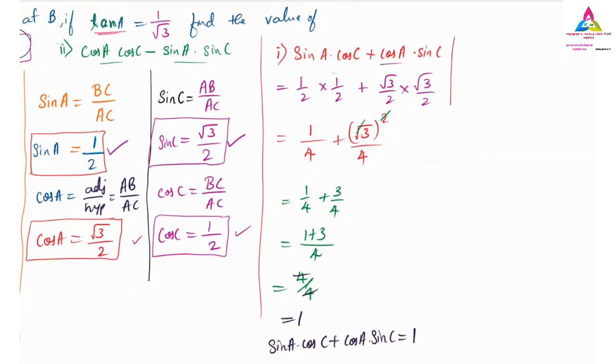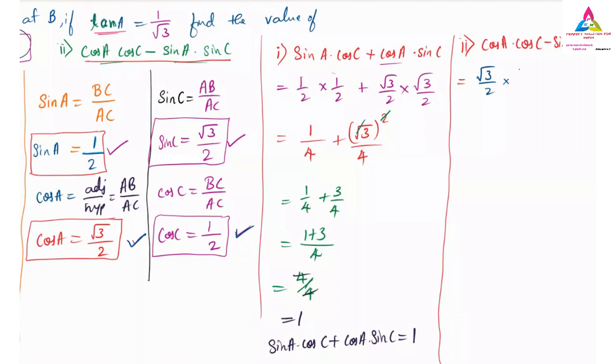But we have to move on to the next part also. The second one is here. We have to prove this also, that is cos A into cos C minus sin A into sin C. So cos A value, what do we have here? Cos A is root 3 by 2. And cos C value is half. Minus sin A value is a half, and sin C value is root 3 by 2.